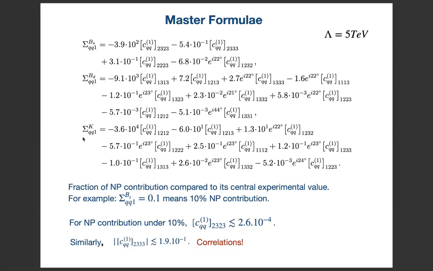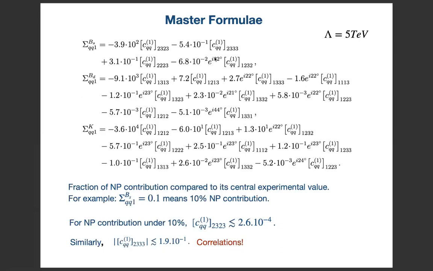So for example, if we have a sigma equal to 0.1, that means 10% new physics contribution. Here, if we look at the typical bound on the first operator, QQ1, to constrain the new physics contribution under 10%, this Wilson coefficient has to be less than this, which is a rather strong bound. Similarly, on the second operator, QQ1 with flavor structure 2333, we get this bound by imposing a similar constraint that new physics should be under 10%.